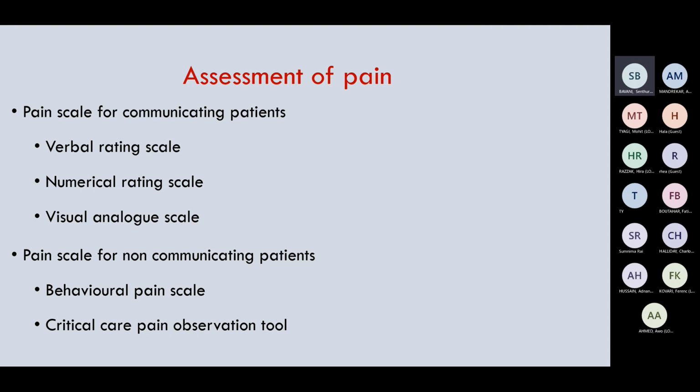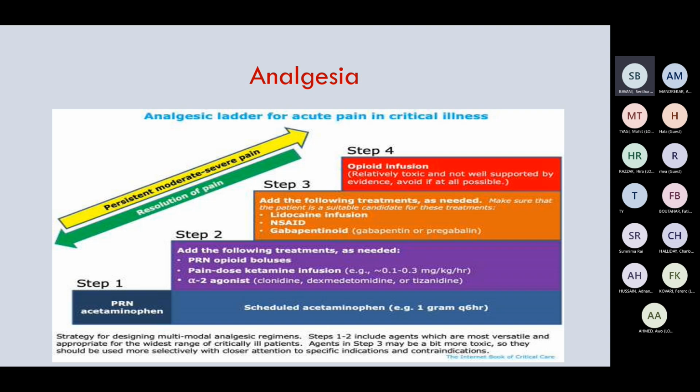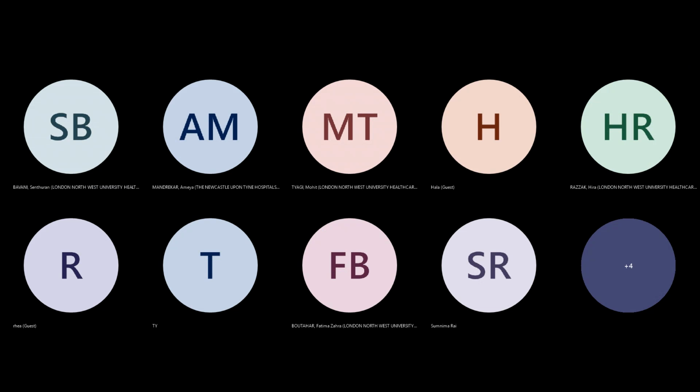In these scales, we can assess pain according to facial expression, upper limb movement, and fighting with the ventilator. There's a pain score, and according to that, we can calculate it. What analgesia can we consider in a critically ill patient? Usually, if the patient has mild pain, we can consider paracetamol. That is step 1 management. We can give 1 gram.